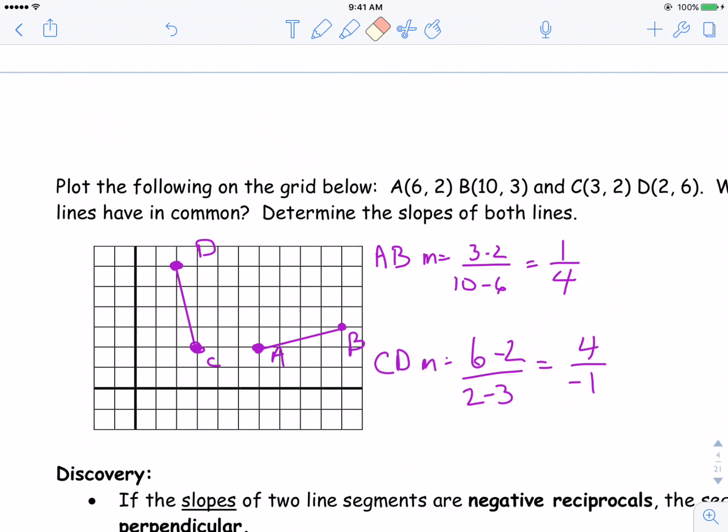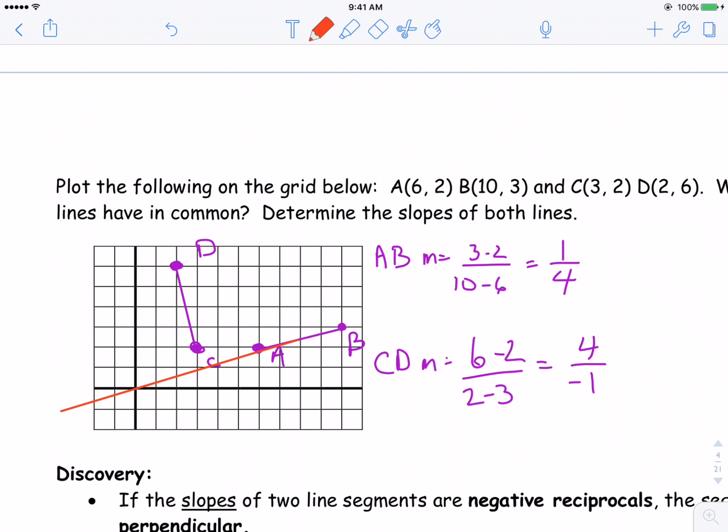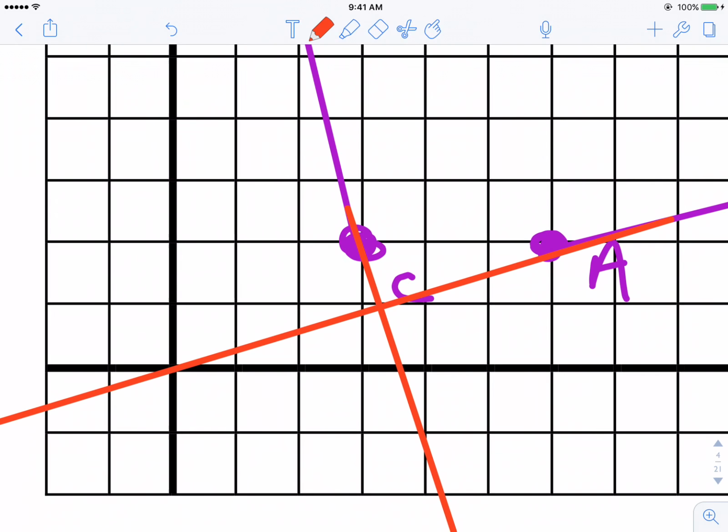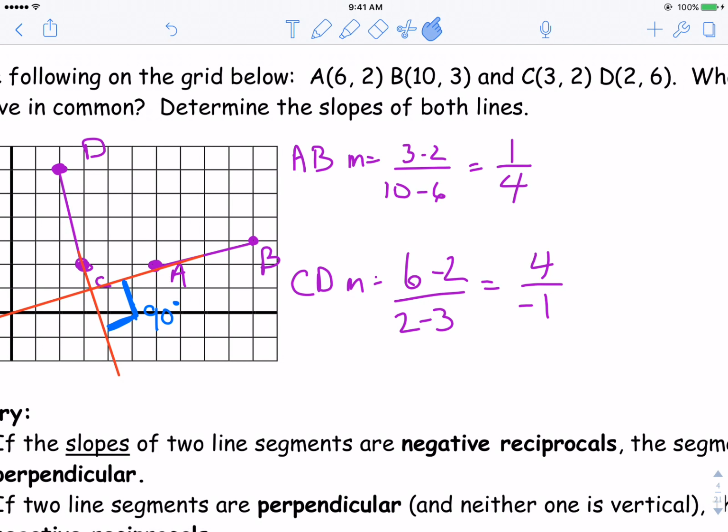What do the two lines have in common? Well, if I were to extend these two lines, let's use red, something like that, and blow this up a lot, what does it look like to you at that intersection? Well, hopefully you say it looks like it might be a right angle, meaning that this would measure 90 degrees. And that's actually what it's supposed to look like. And I'll explain to you why in a moment here.